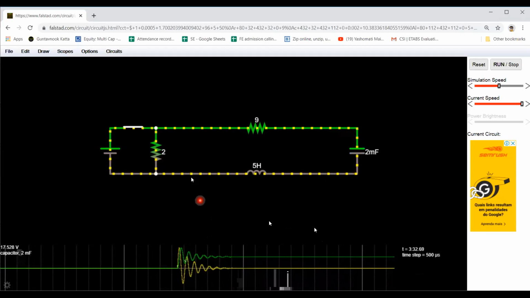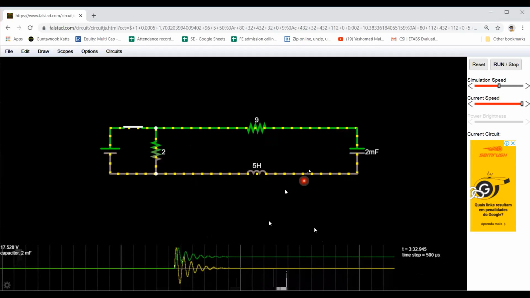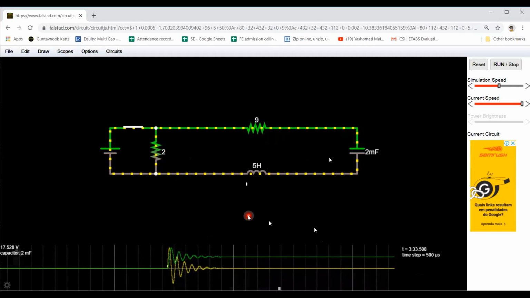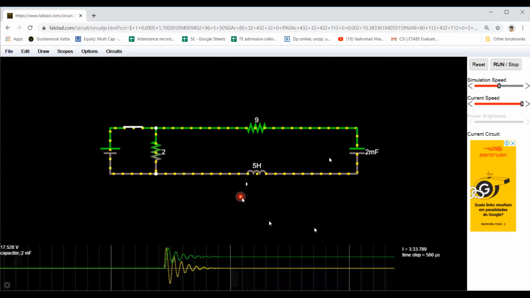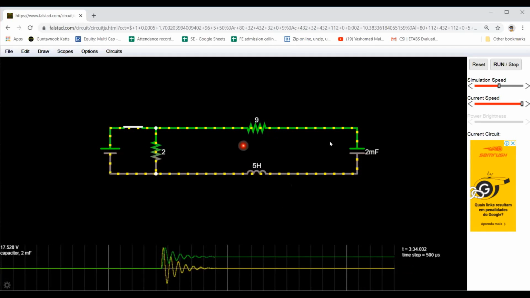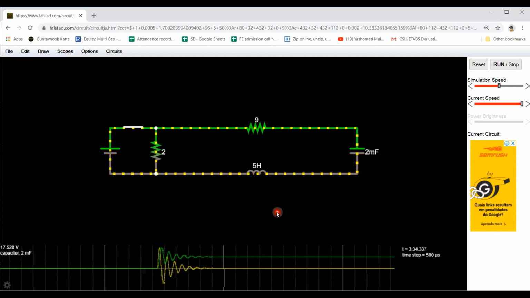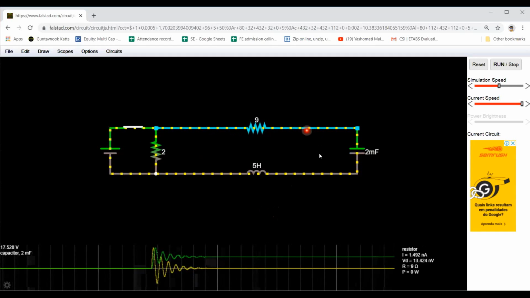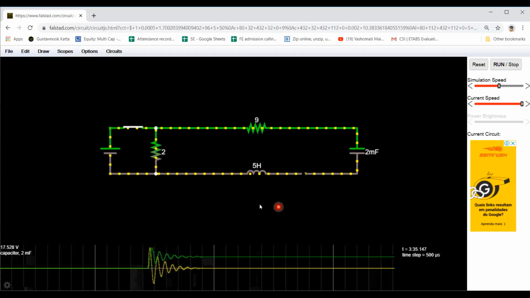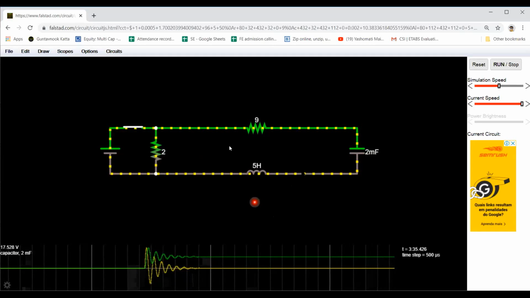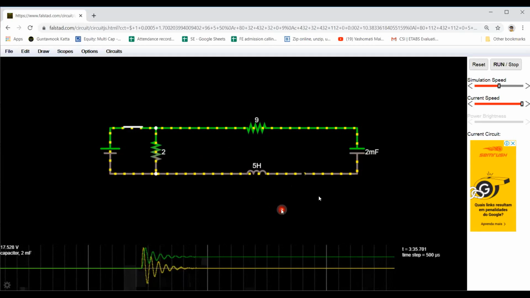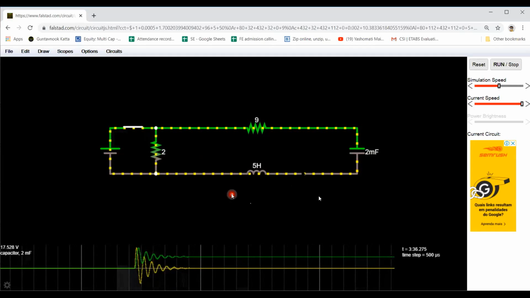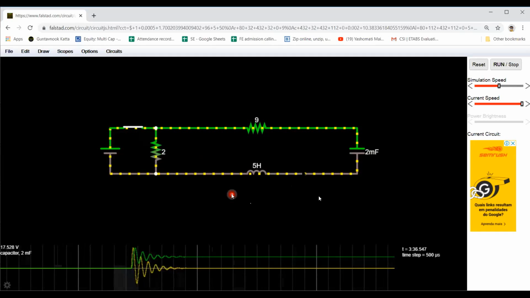Now in this circuit, you can observe that the current flowing through this RLC circuit has settled down and is slowly coming to zero value. If we wait for a certain amount of time, these spots will totally stop and the value will become equal to 0.